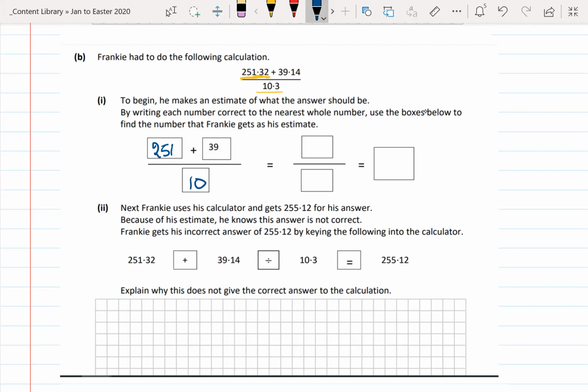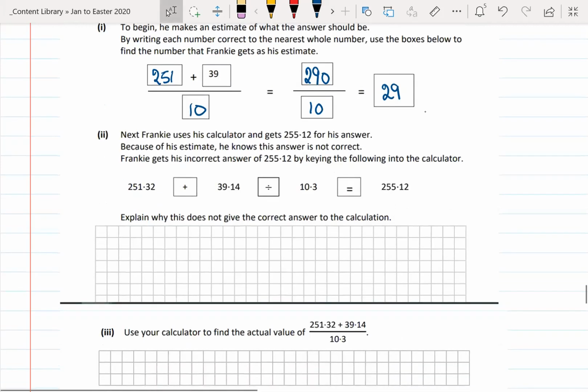Okay, let's add up the top line there. We'll get 290. And the bottom line is 10. Okay, and then divide. 290 divided by 10 gives us 29. Now, next he uses his calculator and gets 255 over 12.12 for his answer. Because of his estimate, he knows this answer is not correct.